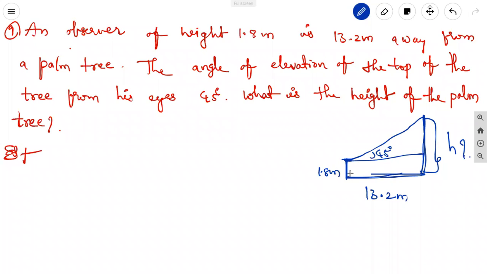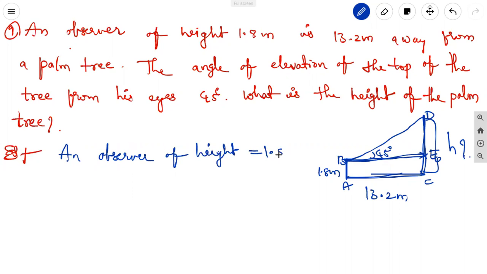Okay. Here we can take AB as the height of the observer. CD is the palm tree. And we can draw a horizontal line from the eyes of the observer to the middle of any point of the palm tree. Then it is nothing but we can take E. Okay. Here first, from the given data, we can write the observer height equal to 1.8 meters.